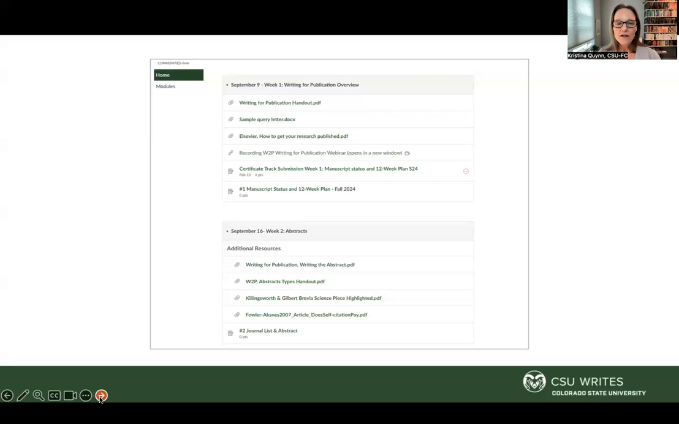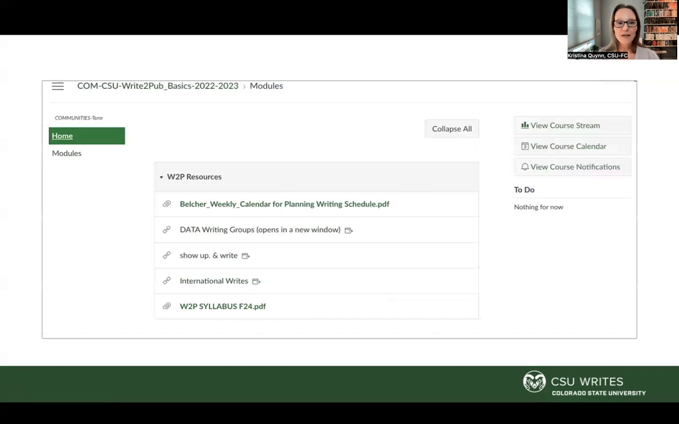So the weeks are largely available, I think, right now. But you'll notice there's one that needs to be taken out. In that first week, there's information, the handouts of things that we talked about last week. Oh, and there's the recording, so it should open up. And then there is an assignment, and that's the manuscript status in your 12-week plan. And so you just pop that in.